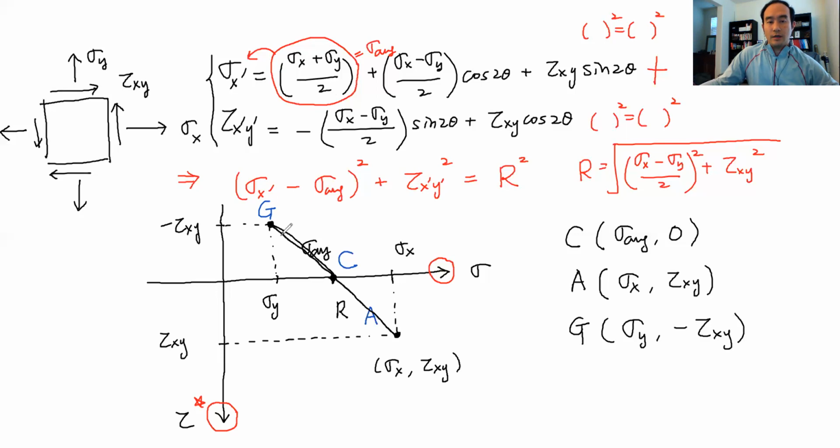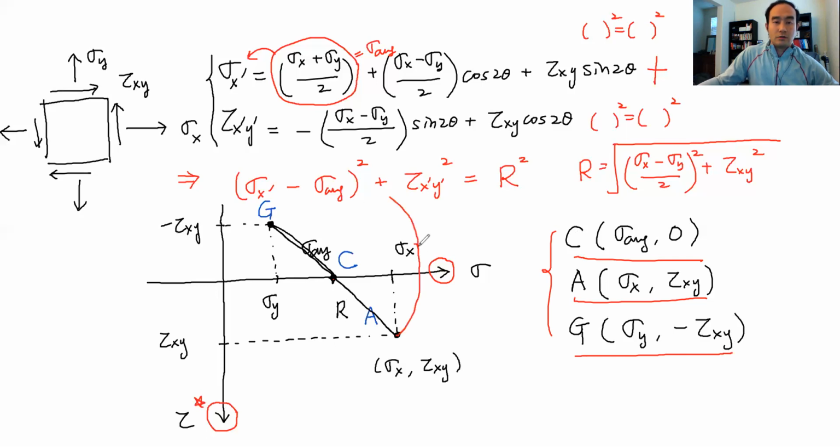When we identify these 3 points based on the given information, sigma x, sigma y, and tau xy, we can construct a circle based on this. I said the length between C and A will be the radius, so keep that radius and then draw a circle. Sorry about my poor drawing. It looks like a circle, right? So this is going to be the Mohr circle.